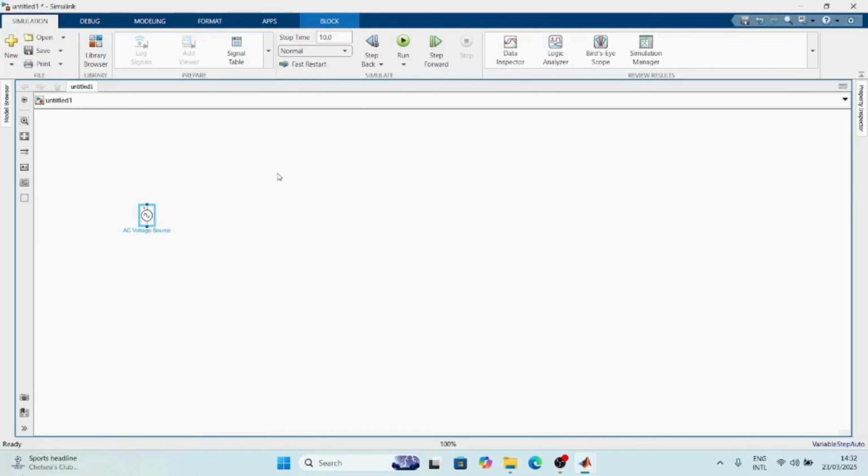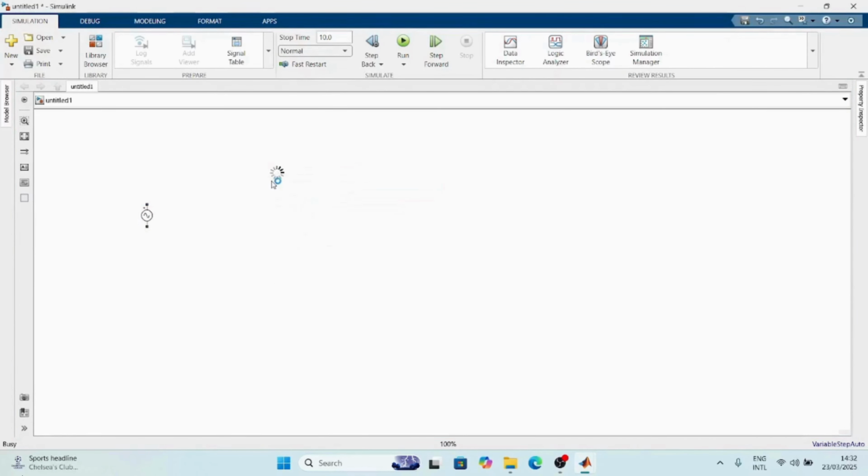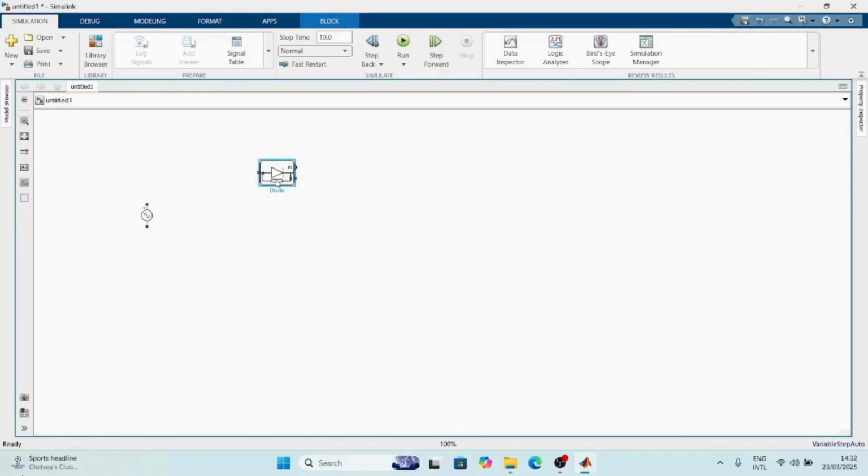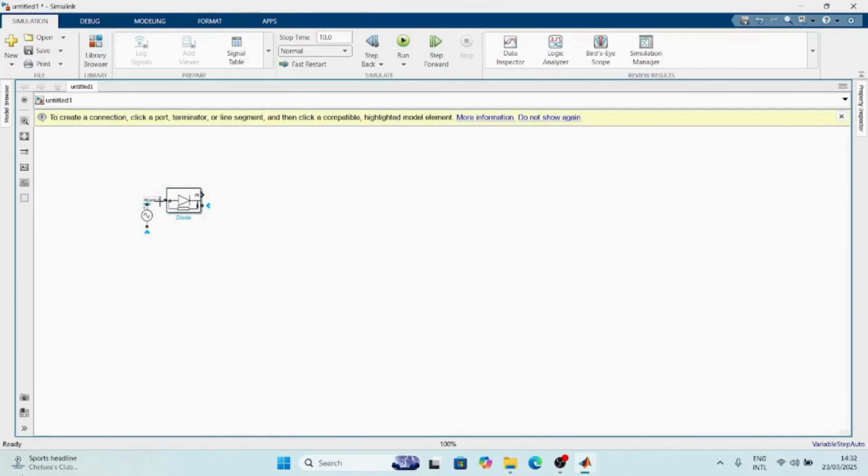Then the second is the diode block. The anode of the diode connects to the positive of the AC voltage source. This allows current to pass only in one direction and blocks the negative half cycle of the AC voltage, enabling rectification.